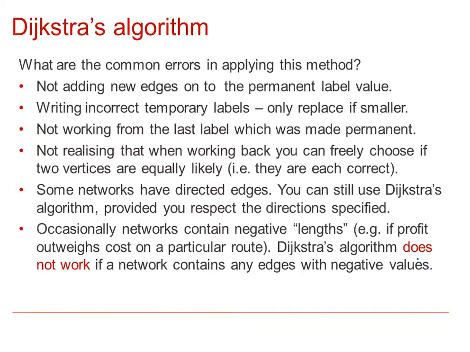Some networks may have directed edges, and you can still use Dijkstra's algorithm provided you respect the direction specified along the edges. Occasionally networks contain negative lengths, for example, if you're talking about profit and loss or the costs on a particular route. Dijkstra's algorithm does not work if a network contains an edge with negative values. It would need to be adapted and changed.